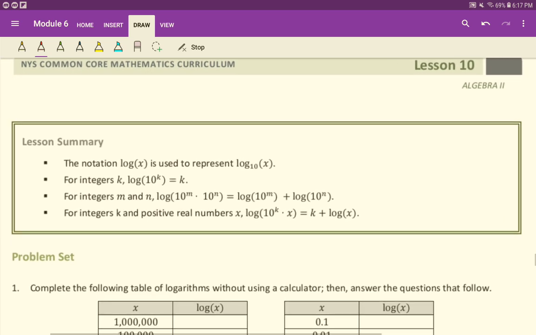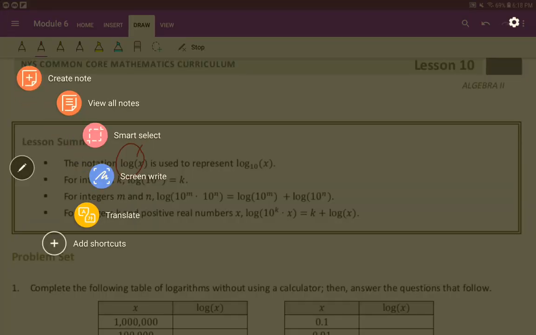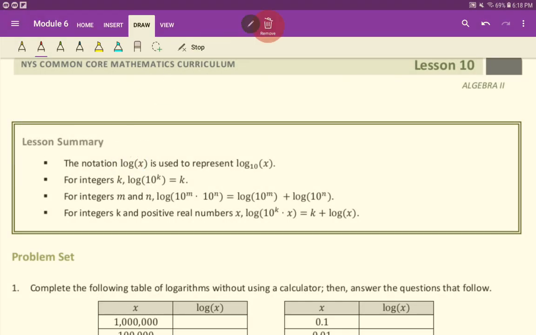And so here you can see some properties. The notation log of x is used to represent log base 10 of x. We talked about that in the previous video. For integer k, log of 10 to the k equals k. And also, this is a very important property: when you have multiplication inside of a logarithm, you can change it to addition between two separate logarithms. Notice we have 10 to the m times 10 to the n inside of this single logarithm, and they rewrote that as two logarithms, log of 10 to the m plus log of 10 to the n.